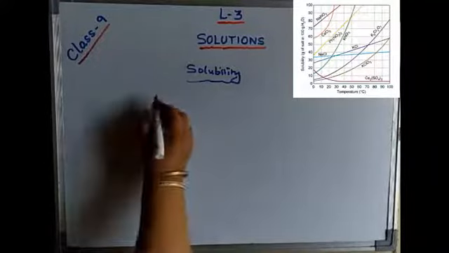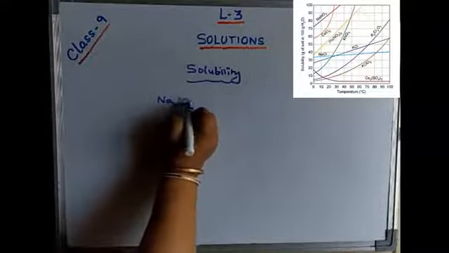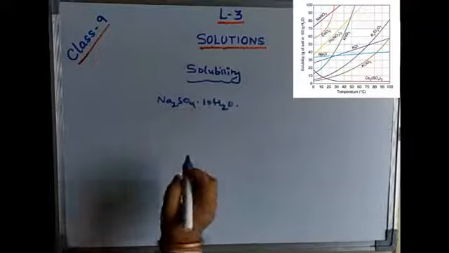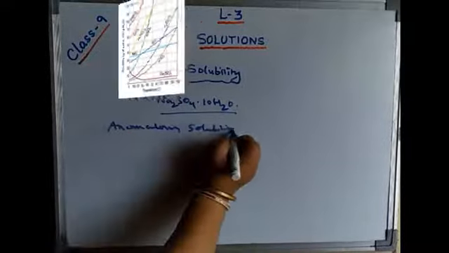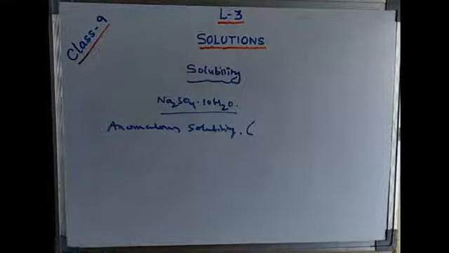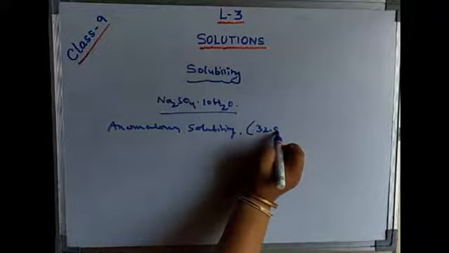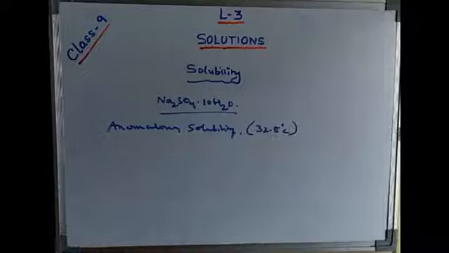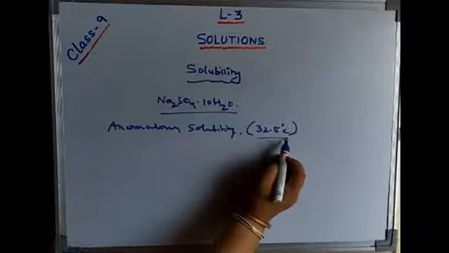So let us see the example, that is sodium sulfate crystals, Na2SO4.10H2O. It behaves as an anomalous solubility. Why is it anomalous solubility? The temperature at which it starts falling down is 32.8 degrees centigrade. You have to remember this temperature, that before 32.8 degrees centigrade it remains in a hydrous form. Hydrous form means it still contains the water molecules. As soon as it reaches 32.8 degrees, after that it behaves oppositely, it comes down, it becomes anhydrous. So this typical temperature plays an important role here.